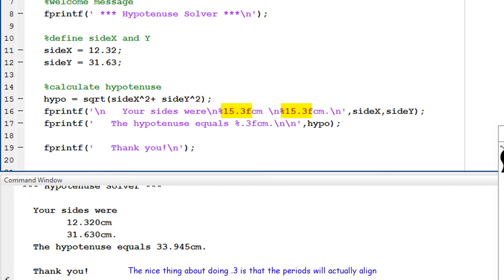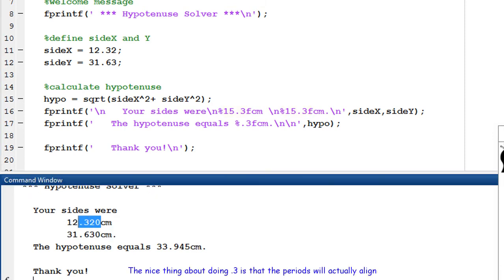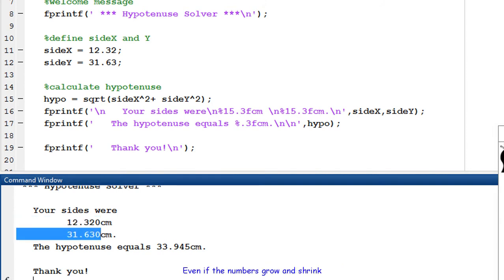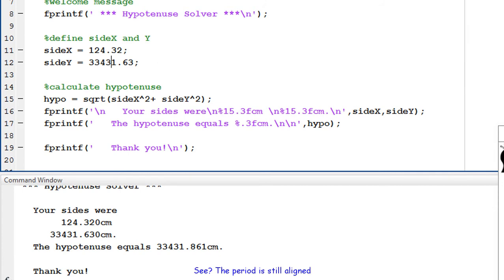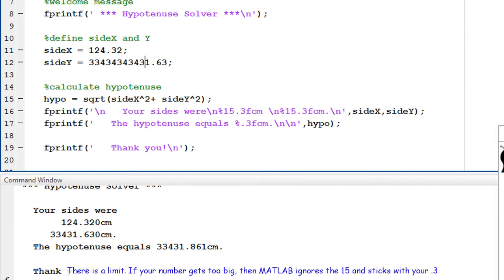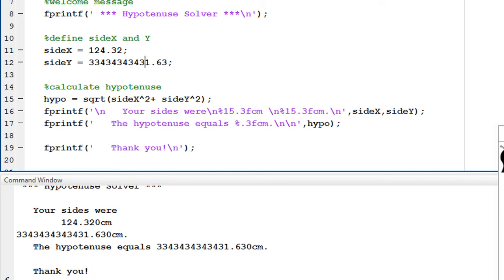Now the nice thing about me using 0.3 in both numbers is that the period will actually align, even if the numbers grow and shrink. But I have 15 characters total for that column. See, the period is still aligned. So that's one way of doing this. Now again, there is a limit. If your number gets very big, MATLAB does ignore the 15, but sticks with your 0.3.